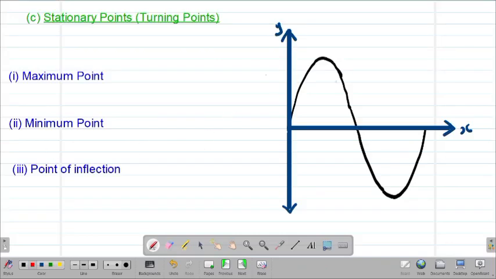Welcome to today's class. It's our 5th lesson on a given Form 4 mathematics topic called differentiation. So we are looking at our third aspect on this particular topic, which is called stationary points or turning points.